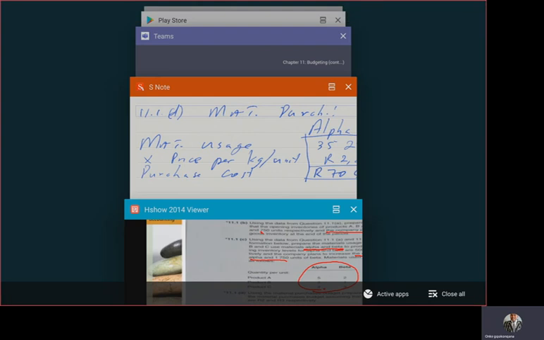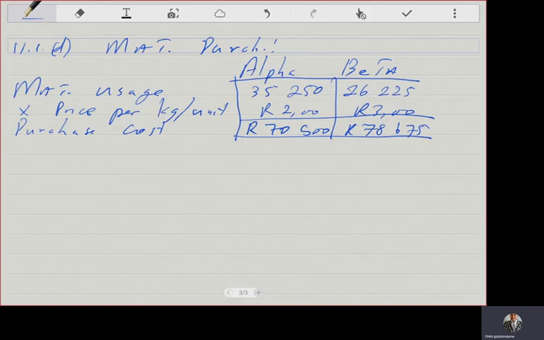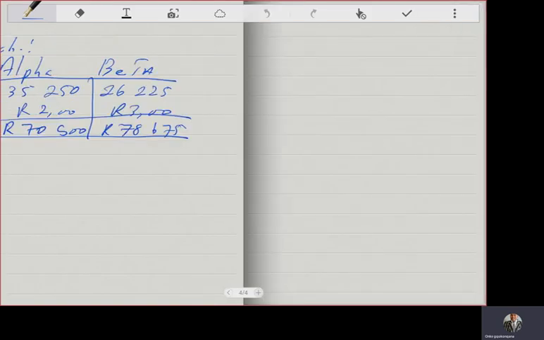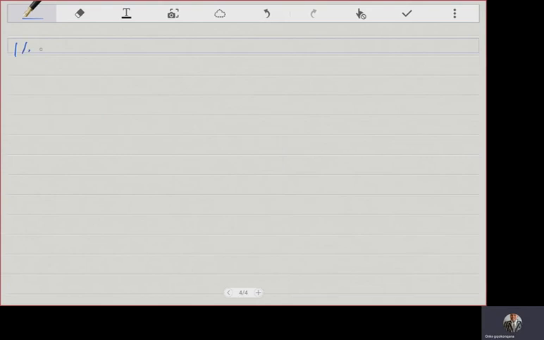So again, when it comes into this, I don't think the spaces will be enough. 11.1E.